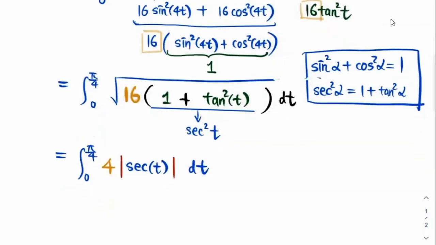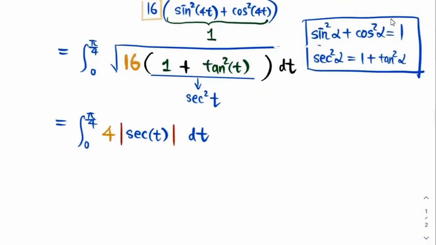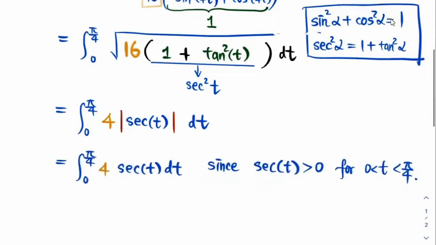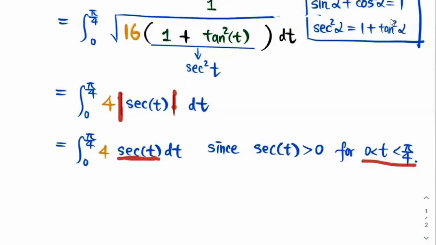Now, in this case, the absolute value actually doesn't make a difference, because when t goes from 0 to pi over 4, secant will always be positive. So in this case, this will always be positive. Then in this case, you can remove it. So the next step over here should be equal to this. We know secant t is always positive when t is between 0 and pi over 4, so we can remove the absolute value.